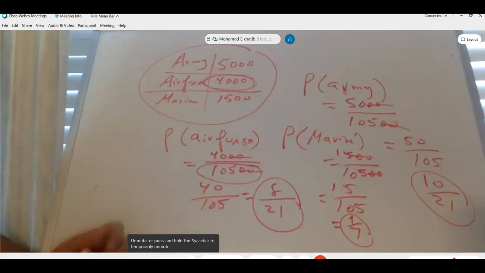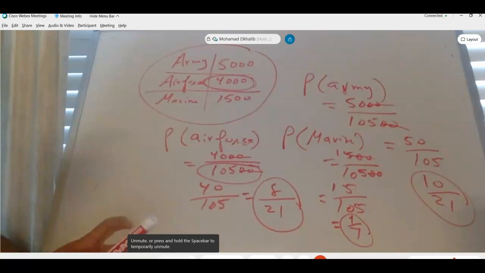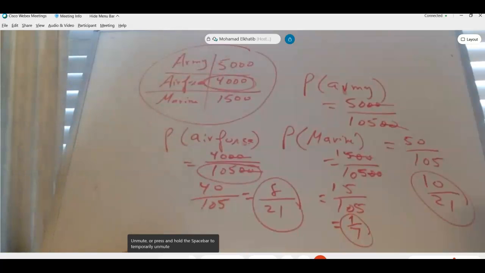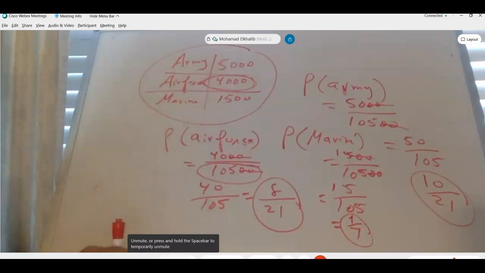What does it mean, 10 over 21? That means if I keep pointing out people at the military service, if I do the pointing 21 times, 10 of those 21 times I'm going to be sure that person is from the Army. Or let's make it 10 out of 20, which is half. It means I have a 50% chance of picking a person from the Army, which makes sense. Why? Because more people are from the Army, so the chance of picking a person from the Army is higher. Got it, class? We're good?